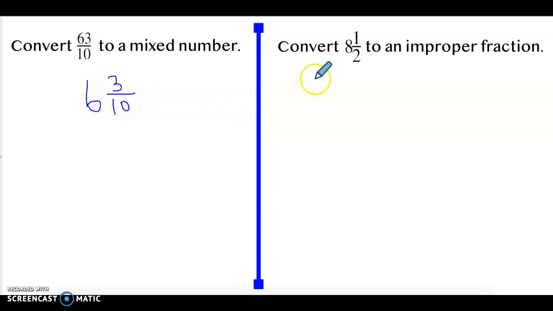If we want to go the other way to convert 8 1/2 to an improper fraction, this is when you take your mixed number 8 1/2, and we would do 2 times 8, which is 16, and then add the 1. So you end up with 17, and the denominator always stays the same. So 17 over 2 as an improper fraction.